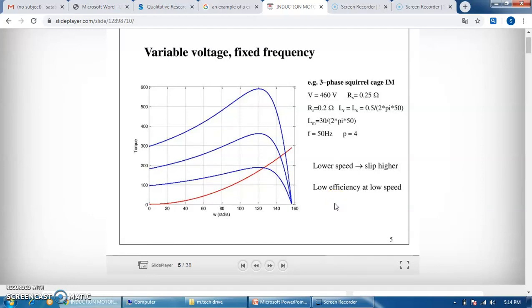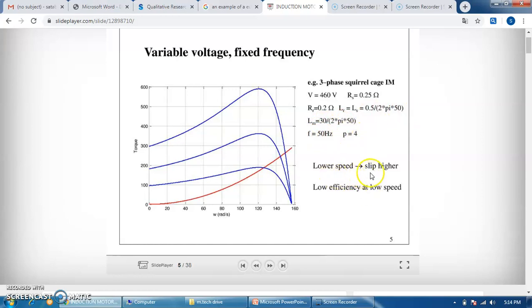In this graph, on this axis we have plotted torque, and on this axis we have plotted speed in radians per second, that is omega in radians per second. You see here, when the supply voltage is 460, the rotor resistance is 0.25. For that case we get the value 0.5 into 2 pi 50, that is 2 pi into 50. Correspondingly, the frequency is 50 Hz and the number of poles is 4.